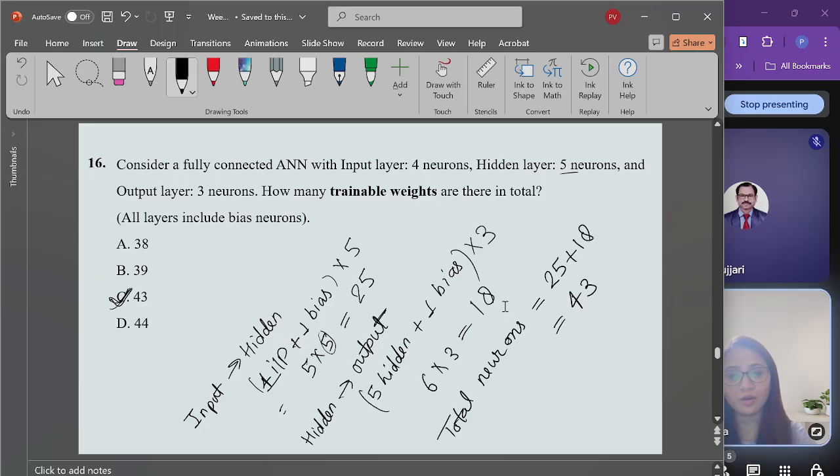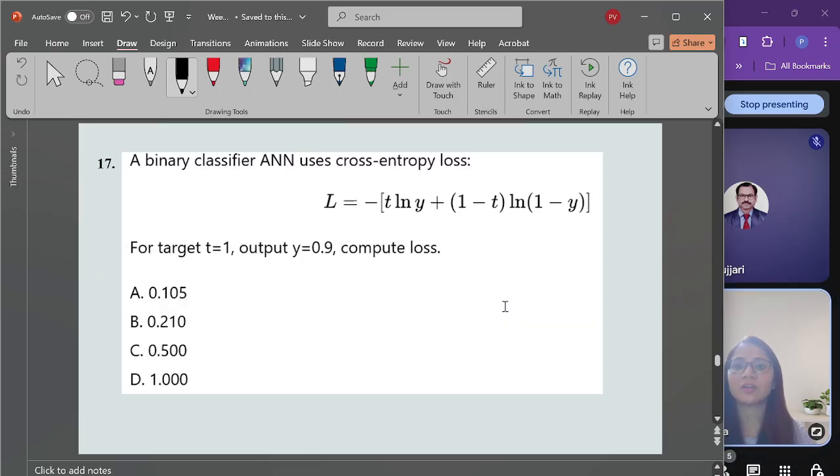Okay, so now moving to our next question. A binary classifier ANN uses cross entropy loss, represented by L is equal to minus t log y plus 1 minus t times natural log ln of 1 minus y. For target t equal to 1, the output is given as 0.9. Now we need to compute the loss. So the values are already given, and you can directly put them in the formula.